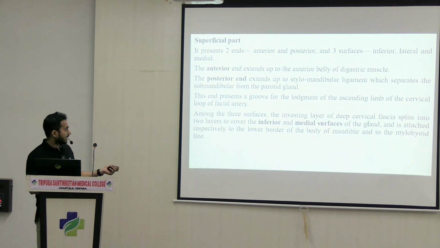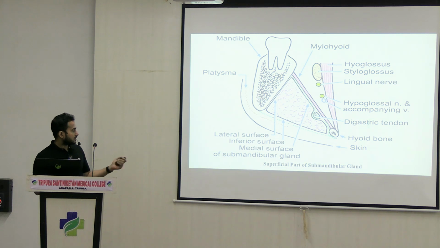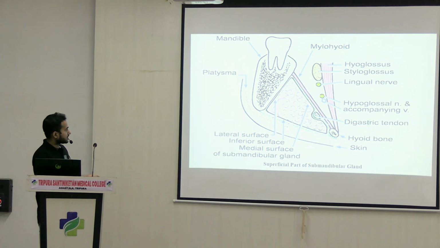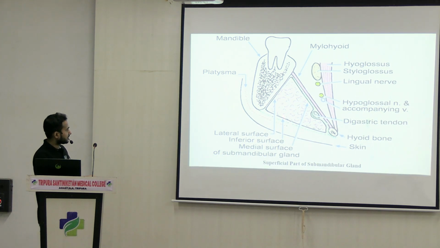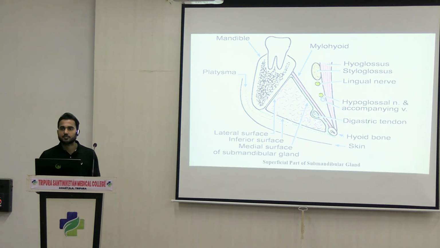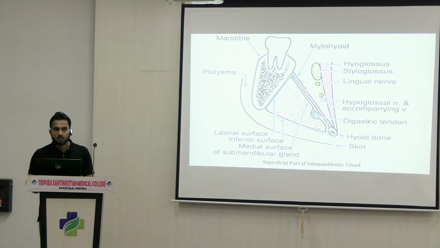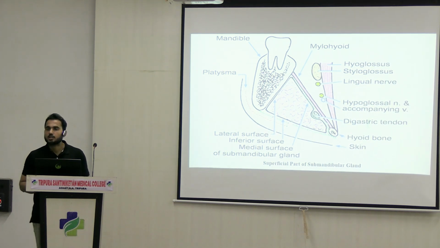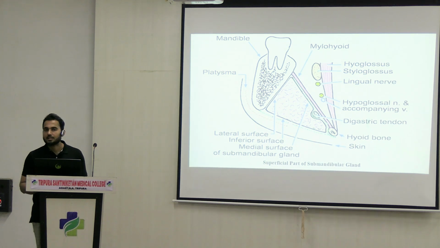Now let me show you the diagram. This is a beautiful diagram showing the superficial part of the submandibular gland. Here you can see this is the anterior end, this is the posterior end of the gland. Next you can see this is the medial surface, this is the inferior surface, and this is the lateral surface of the gland. Again I am telling you why these ends and surfaces are important: in order to understand the relations. You have to mention the relations, and why the relations are important we'll discuss in the applied part.